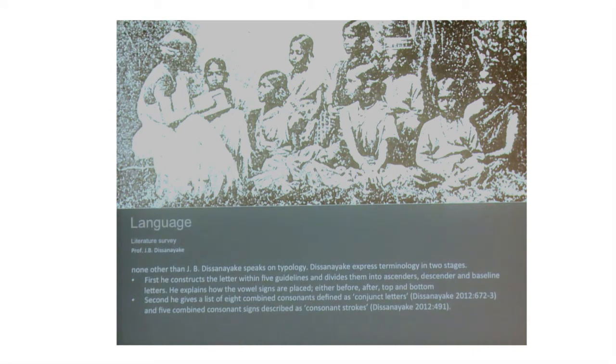The second expert is on language, Professor J.B. Dissanayake. On language, there's a lot of literature. Language is documented with script. But then, how do you pick one? Sadly, there is no literature on typography even from a language point of view, except one. Professor J.B. Dissanayake speaks of typology, so I have taken him as the second expert.